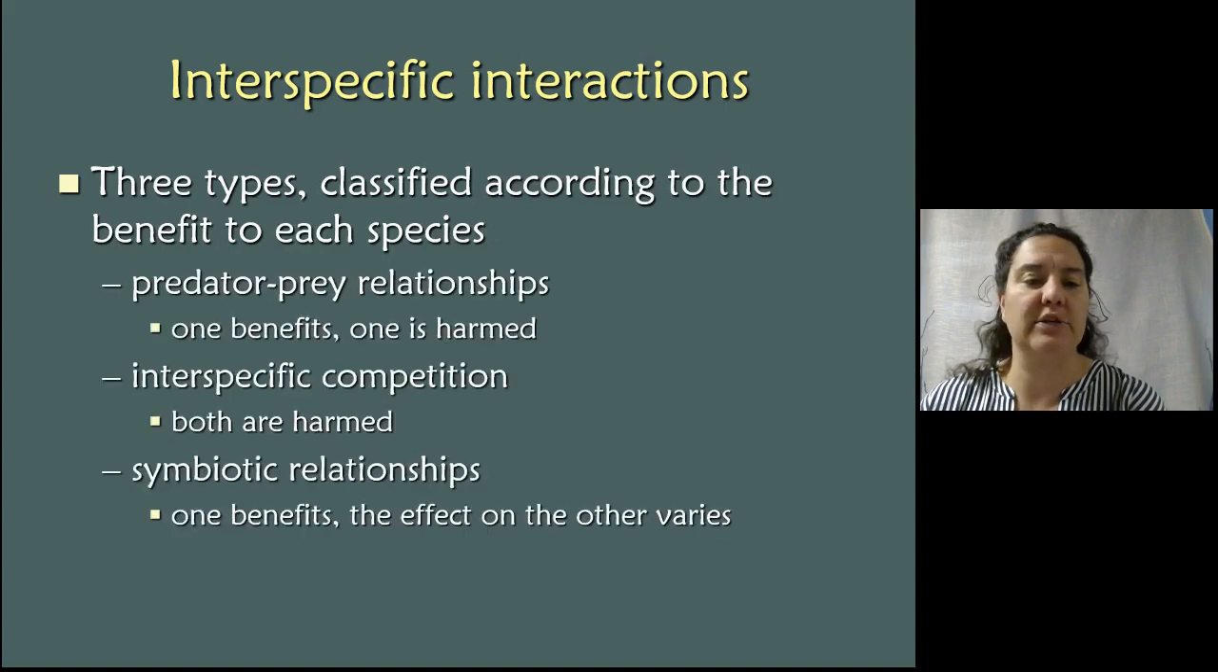And then when we look at interspecific interactions, we can classify them according to the benefits of each species. We can say they're predator-prey relationships where one is benefited and one is harmed, interspecific competition where both are harmed, or symbiotic relationships where one benefits and the effect on the other varies.